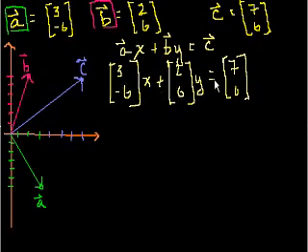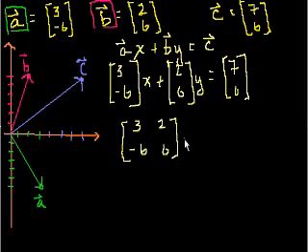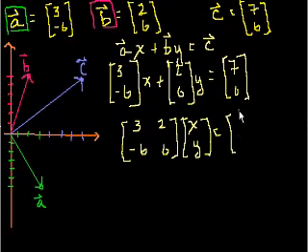Now, this problem can be rewritten, just based on how we've defined matrix multiplication, as the matrix [3, 2; -6, 6] times (x, y) is equal to (7, 6). Now, how does that work out?